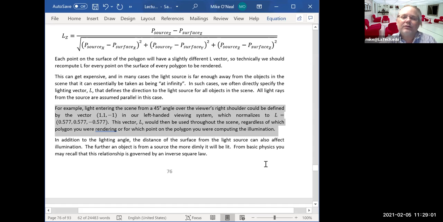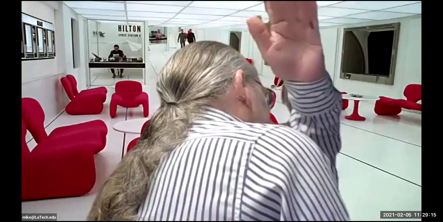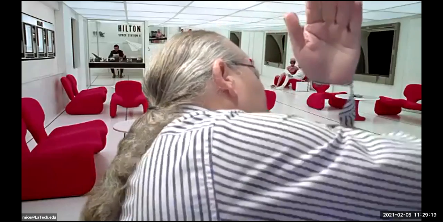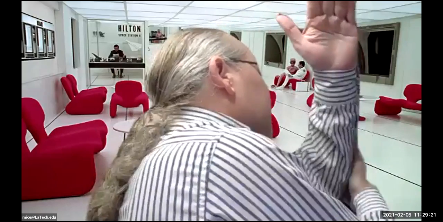That'll give you light that's coming, well, I've got to do it backwards, at a 45-degree angle over your right shoulder. Of course, you're backwards for me, so like that, right? So it's 1, 1, minus 1. So that's the lighting vector.